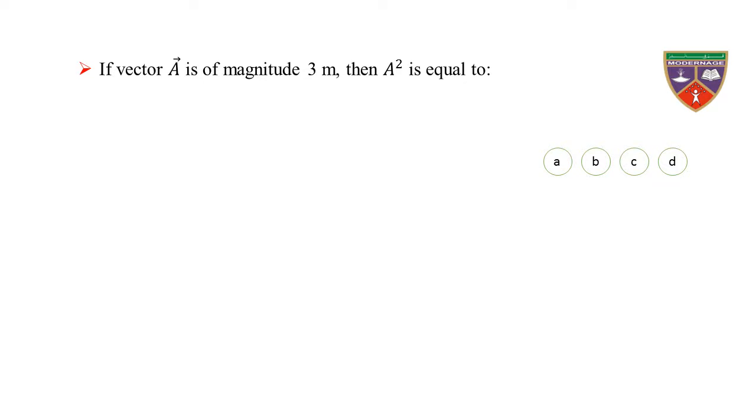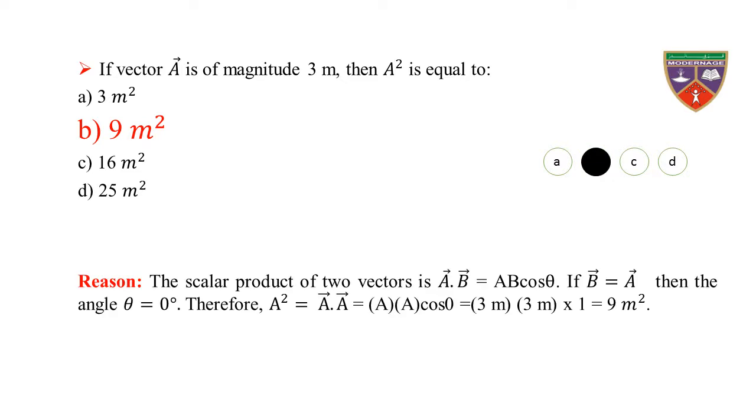If vector A is of magnitude 3 meter, then A square is equal to option A 3 square meter, B 9 square meter, C 16 square meter, D 25 square meter. The key is 9 square meter. Therefore, the correct option is B.